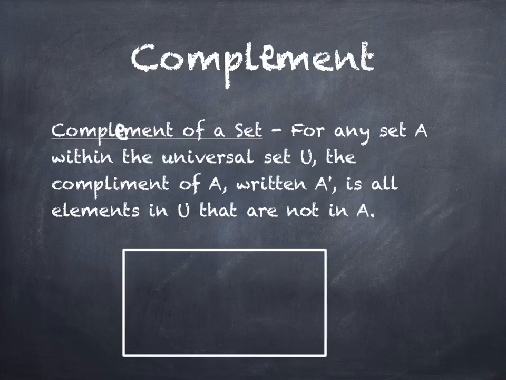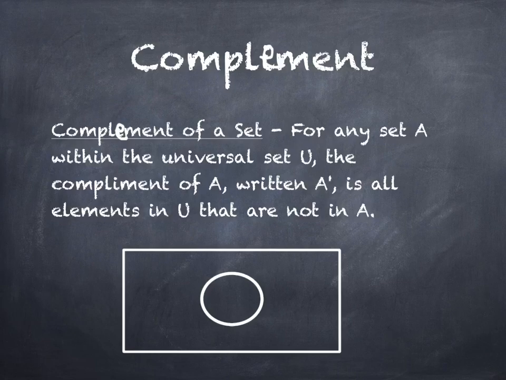So from a picture point of view, if you have the same picture we had before, and this is set A and this is set U, then A complement is the space outside of the circle, but still inside the rectangle. So inside the rectangle, outside the circle. That's set A complement.